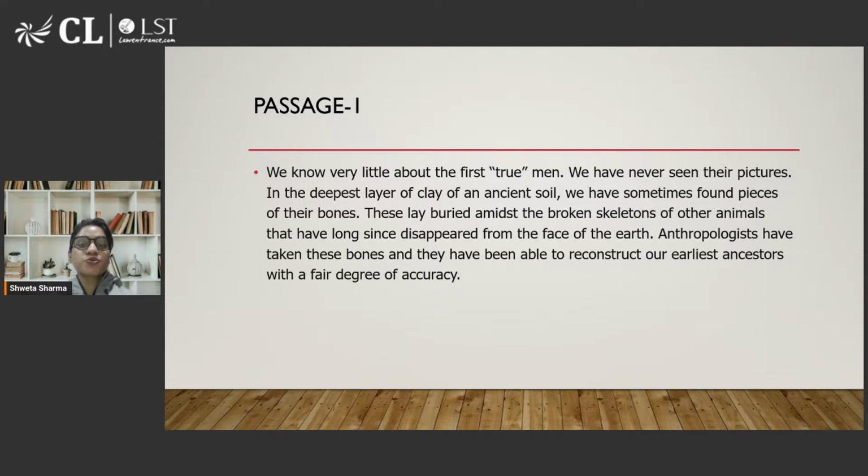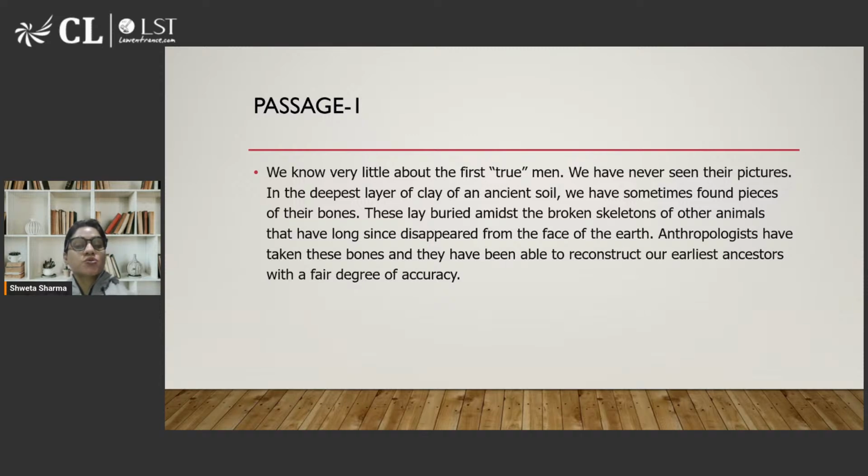It says that the first true man, the first man we saw on the earth, we've never seen pictures of, in the deepest layer of the clay on the ancient soil. We don't know if they even existed. We've sometimes found pieces of their bones, and these lay buried amidst the broken skeletons of other animals that have long since disappeared from the face of the earth. So these animals, which might not even be found on the earth, we've seen their bones lying. It's like something existed before anything, but we don't know if the traces exist. But then it does talk about the broken skeletons which have been found.